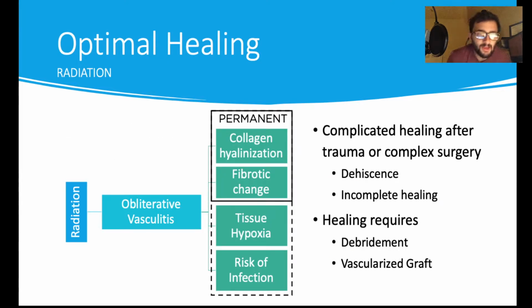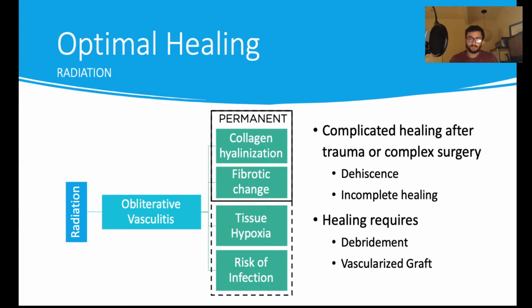So, radiation, of course, causes obliterative vasculitis, right? And that comes with some permanent and some not so permanent things. So the permanent things, of course, are collagen hyalinization and fibrotic change. And the not so permanent things are things like tissue hypoxia and the risk of infection. And the reason we're saying not so permanent is because these things often need the encouragement of something like hyperbaric oxygen therapy, but they can be attenuated, right?